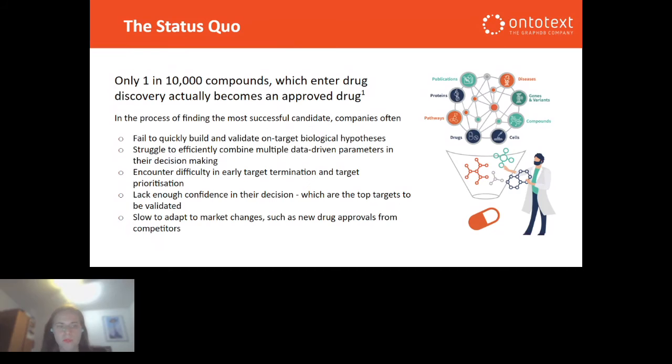Then oftentimes the confidence in their decision making is not high enough, primarily because the data quality is not sufficient or because they need so much effort to dive deeper into each potential target. And then, because we talk here about such a huge timeline, companies do need to be flexible throughout all of this time and be able to pivot and change their own strategies based on new data, new findings, or what the market is doing right now.